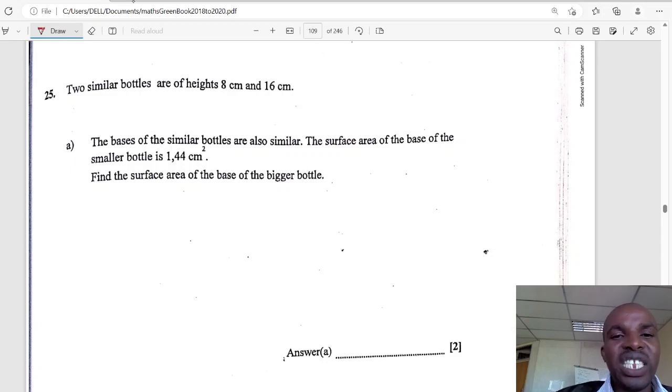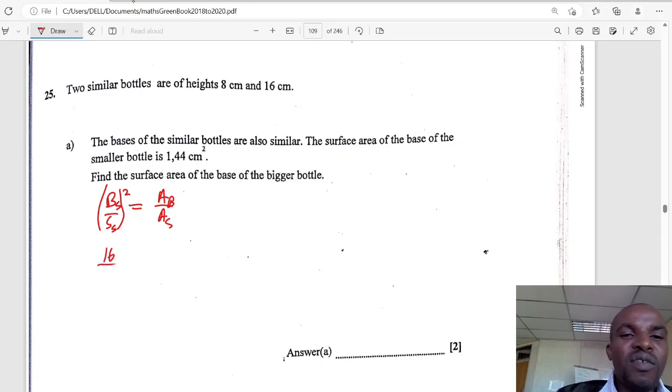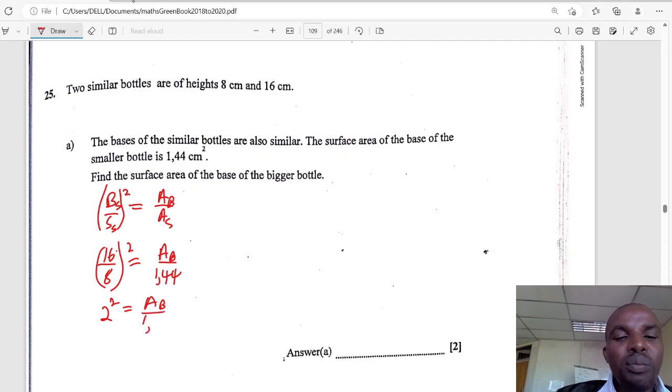So in this case, the ratio of the sides squared. So you say bigger shape side over smaller shape side, squared, is equals to area of bigger shape over area of smaller shape, like this. So bigger shape 16 over smaller shape 8, squared, is equals area of bigger shape over area of smaller bottle, which is 1.44. We're already given. Then 8 into 16 is 2. 2 squared is equals to area of bigger over 1.44. Then 2 squared is 4. Is equals area of bigger over 1.44.